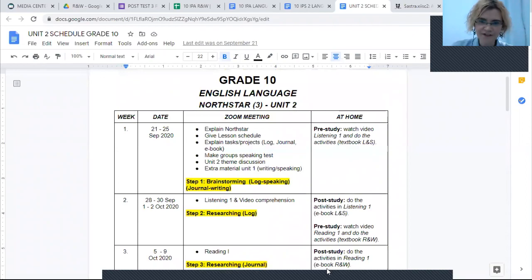So far, so good. For the class secretary, please notify who was late today. Also notify who was absent today. I'll be waiting for that. Yeah? So I will be waiting for the attendance.